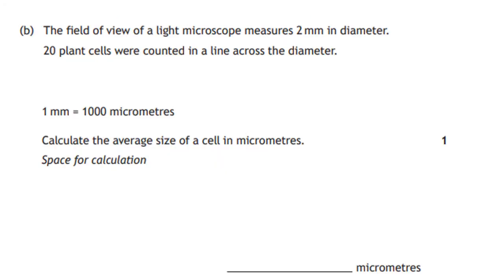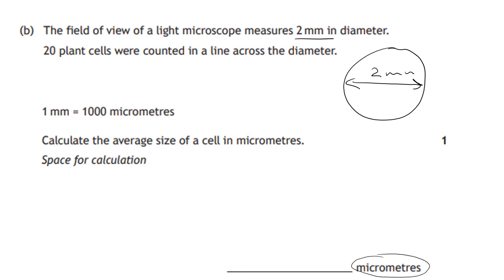So the next question, 1B here. The field of view of a light microscope measures 2 millimeters in diameter. So usually we see this as a wee picture and it tells us the diameter of this is 2 millimeters. Now the answer, look at this, the answer is in micrometers. So what I want to do is change 2 millimeters into micrometers.